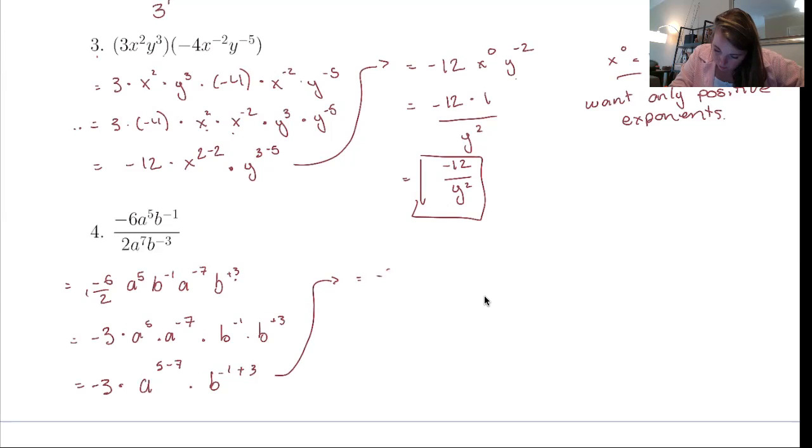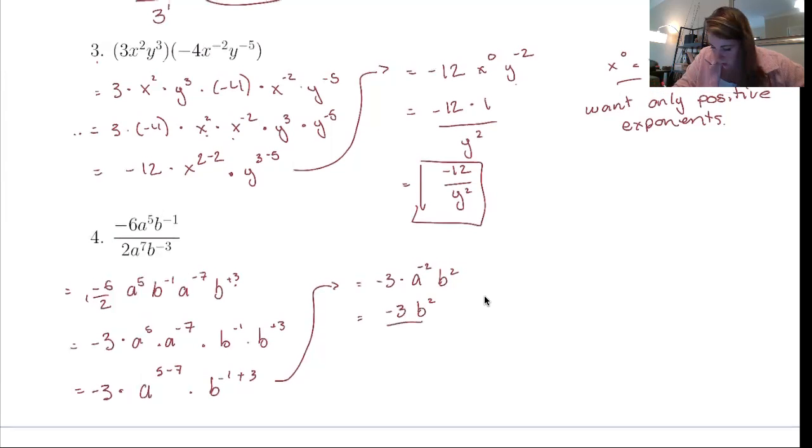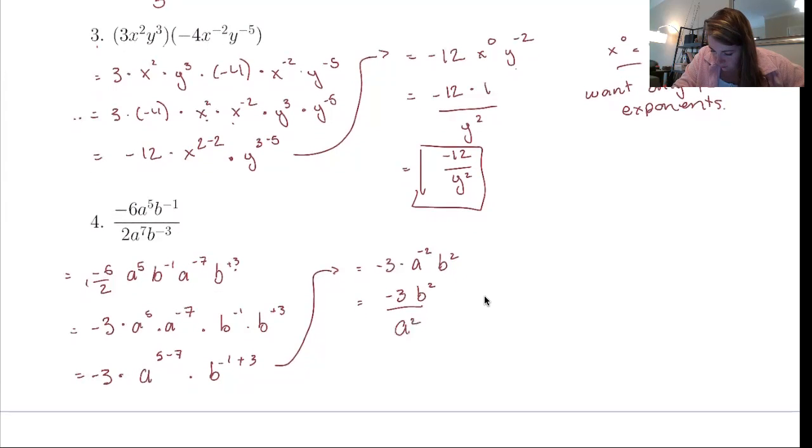All right, so negative 3, it's still chilling, not doing anything. A to the 5 minus 7 is going to be a squared. And this is basically 3 minus 1, and that's going to be b squared. I know. A to the minus 2, there we go. And then again, we don't want negative exponents, so I can get rid of that by banishing a down to the denominator. He's not really banished, he's very happy there. He's having a great time. Okay?